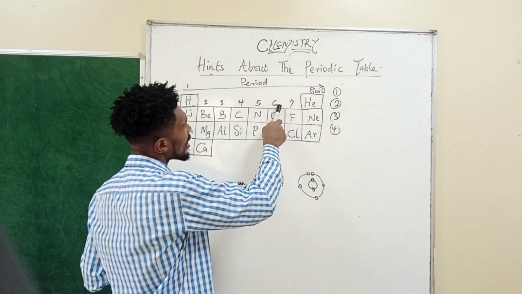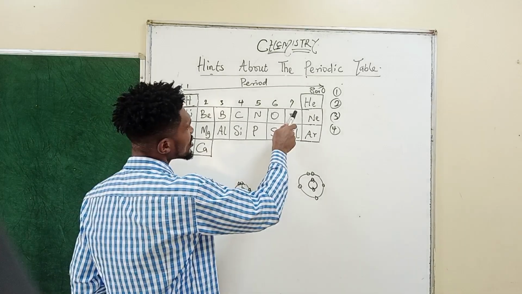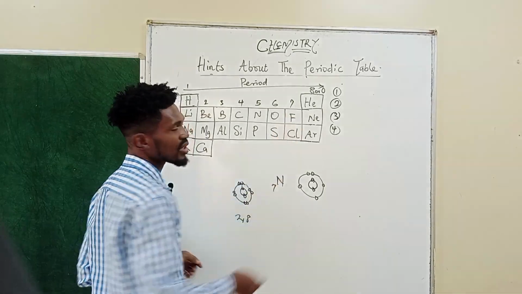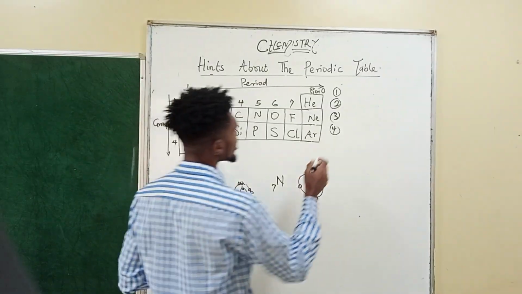Now, elements in group 6 will have what? 6 electrons at the outermost shell. Elements in group 7 will have 7 electrons at the outermost shell. Right? Now, let's go to the next one.